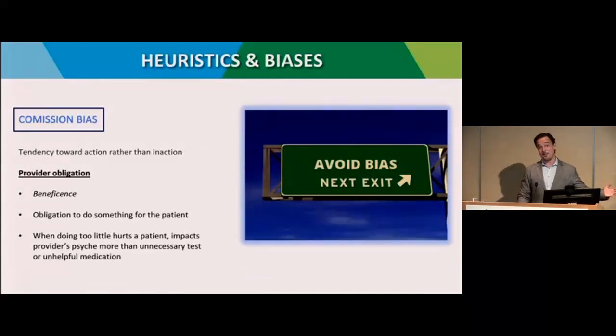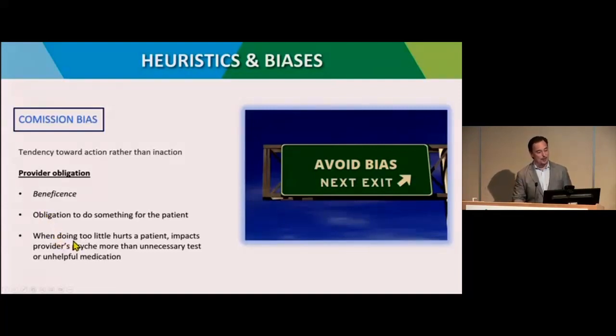And so if there's an omission bias, of course, there's a commission bias, which is a tendency towards action rather than inaction. Again, as providers, this plays on one of the tenets of our profession, beneficence. And that's the obligation to do something for the patient, to help them. We feel this drive that we want to help them get better.